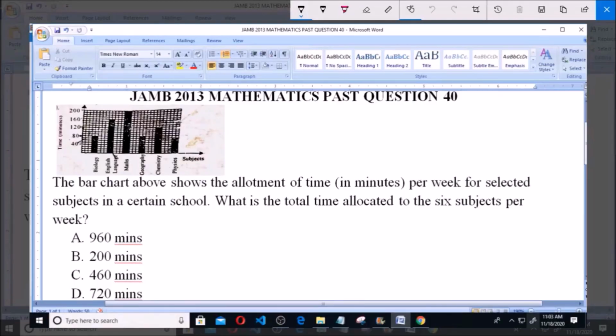I will be answering JAMB 2013 Mathematics Past Question 40. The bar chart above shows the allotment of time in minutes per week for selected subjects in a certain school. What is the total time allocated for the 6 subjects per week? Now this is the time allocated for this subject, and these are the respective subjects. Now we're asked to find the total time allocated for the 6 subjects per week.